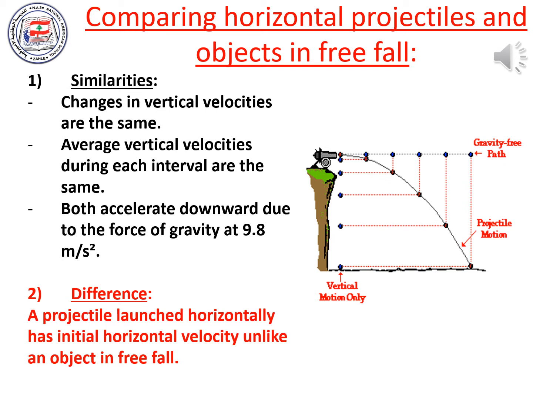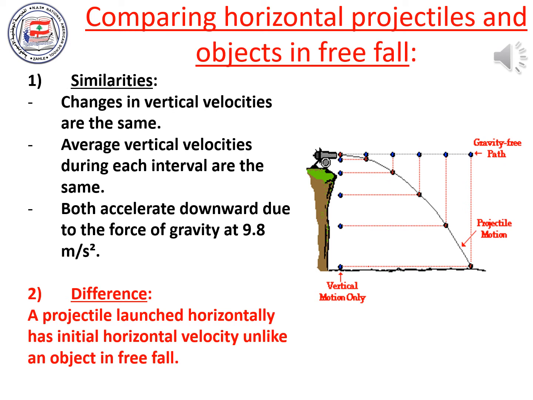The difference is that a projectile launched horizontally has an initial horizontal velocity, unlike an object in freefall. So an object in freefall doesn't have an initial velocity, neither in the x direction nor in the y direction. But a horizontal projectile has an initial velocity only in the x direction.